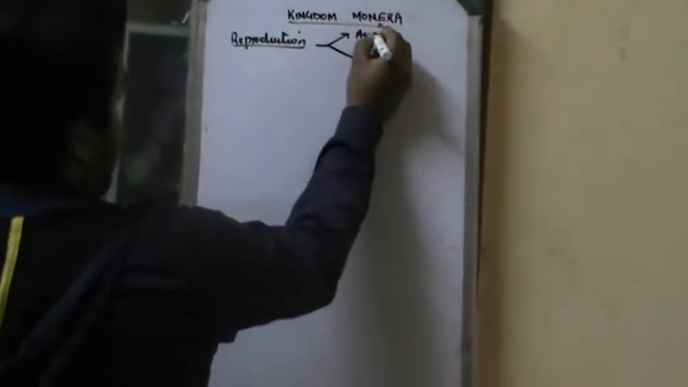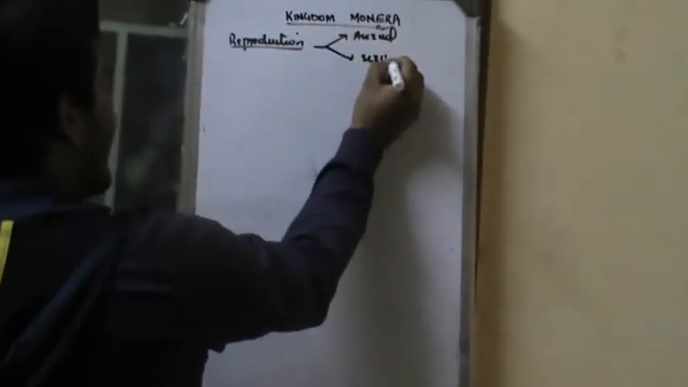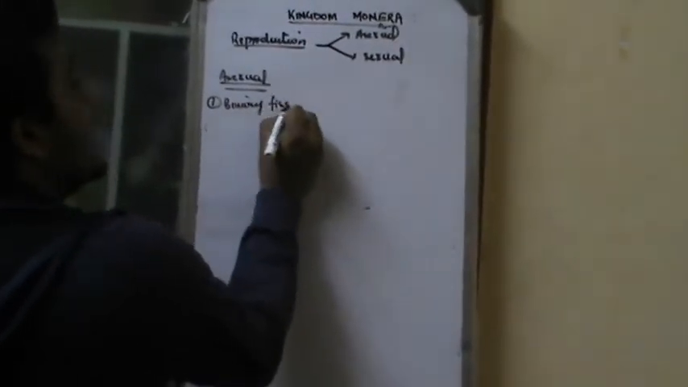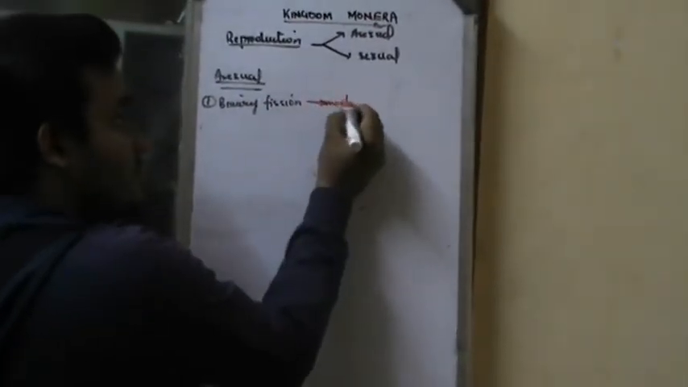Now let's move on to reproduction. Reproduction in bacteria is very simple. There are two types, asexual and sexual reproduction. Let's first discuss the major asexual reproduction techniques. There are two major techniques. First, binary fission is very important. It's the most common technique, used by all the bacteria worldwide.